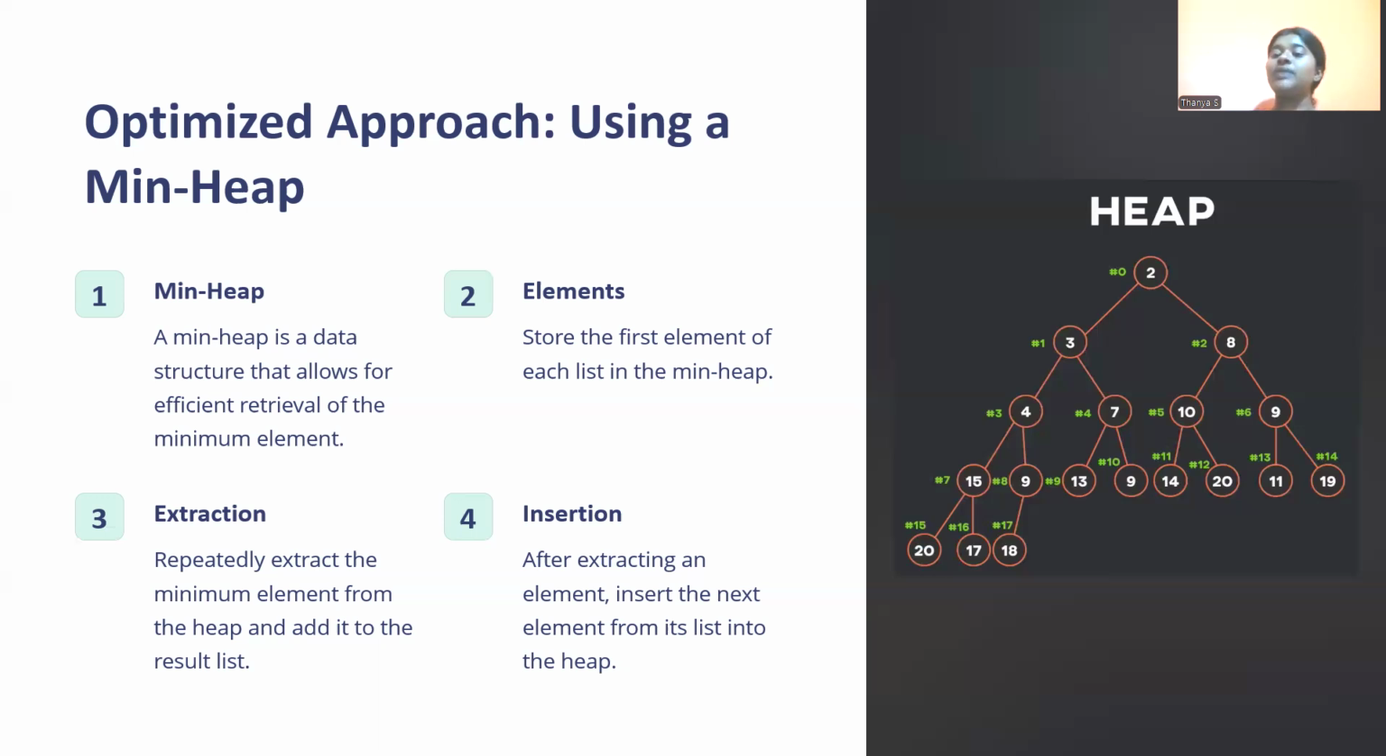On the right side, for 8, 10 and 9 are the subtrees, and for 10, 14 and 20 are the subtrees. For 9, 11 and 19 are the subtrees. There are 14 nodes in total, each connected in the structure of a min heap.